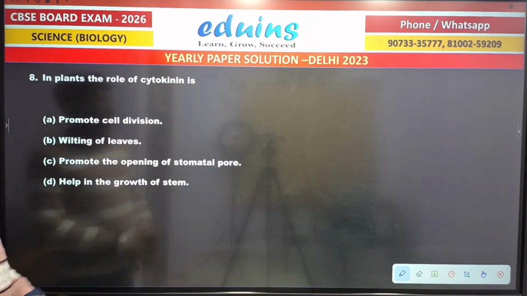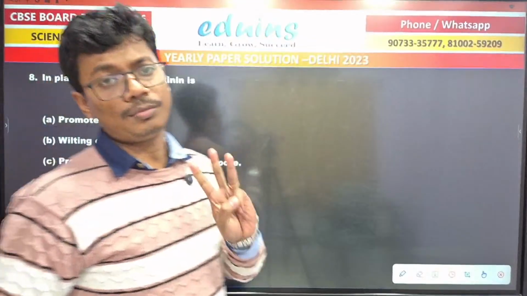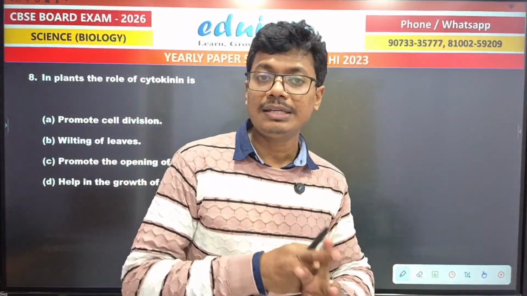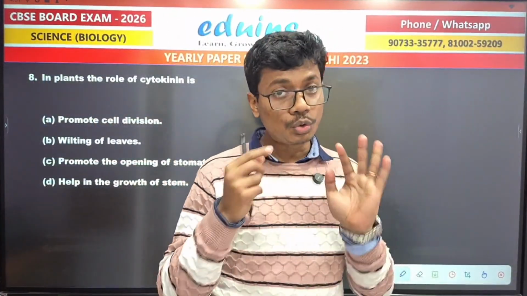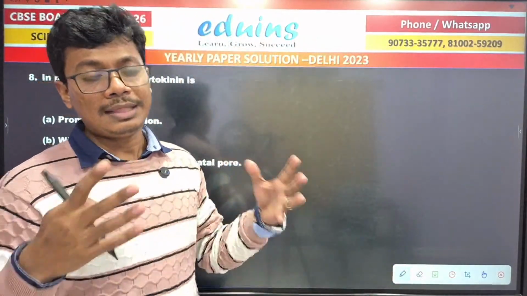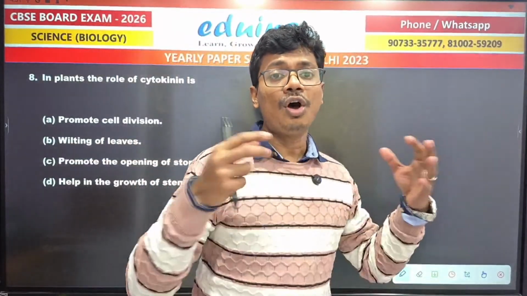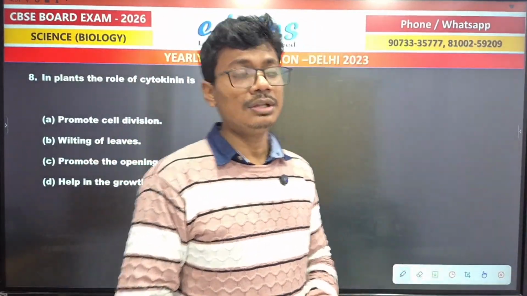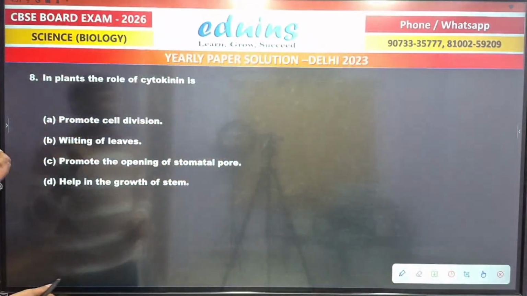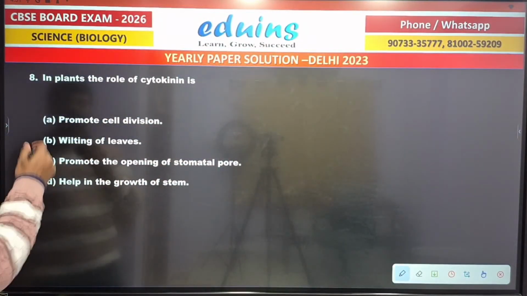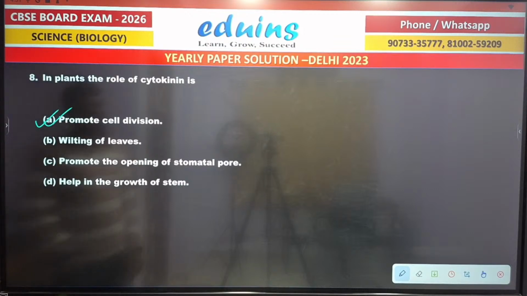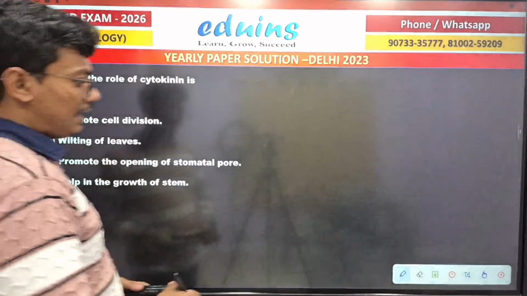So we know that plant hormones, the three hormones, that is auxin, cytokinin and gibberellin, are known for the growth hormone. They promote the elongation of stem or elongation of root, or promote the cell division. Okay, so the cytokinin is actually help to promote the cell division. Though this is a growth hormone, that is promote the cell division. Okay, chalo next.